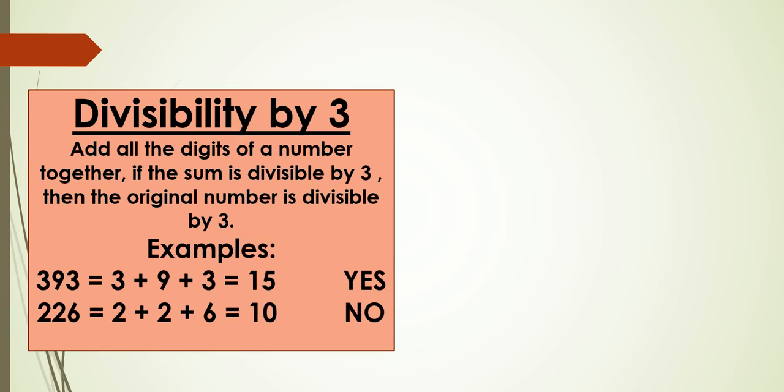Now, next is divisibility by 3. Add all the digits of a number together. If the sum is divisible by 3, then the original number is also divisible by 3. So what we have to do, we have to add up all the digits of given number. For example, if we have a number 393, we will add up the digits. We will get 15. 15 comes in the table of 3. 3 5s are 15, so 393 is divisible by 3.